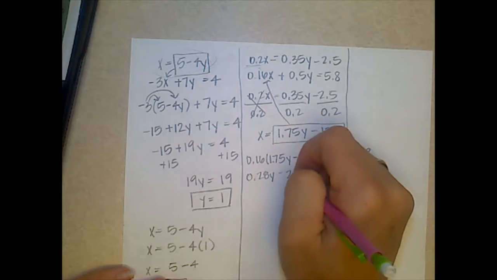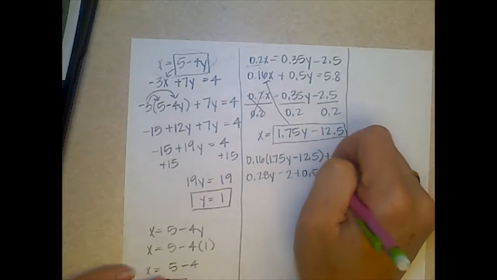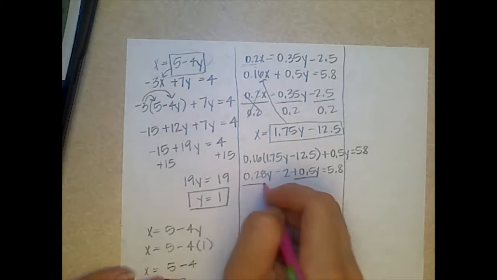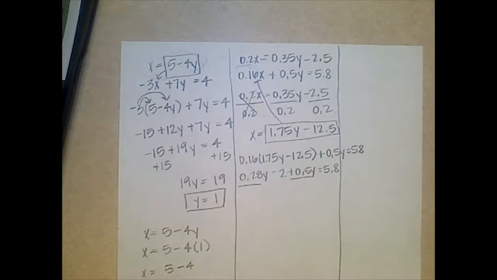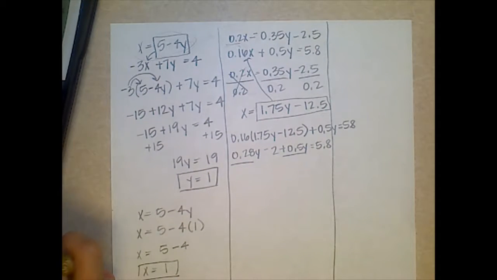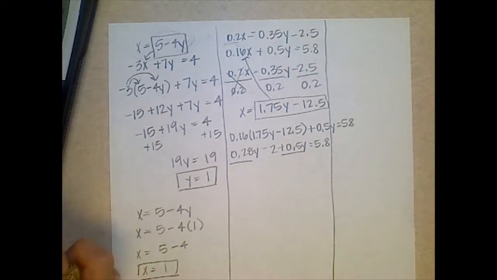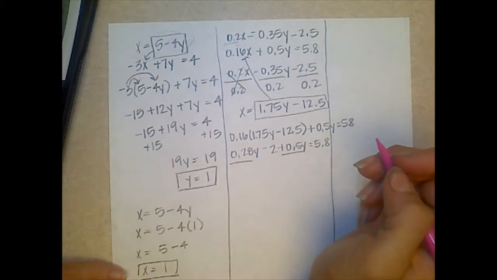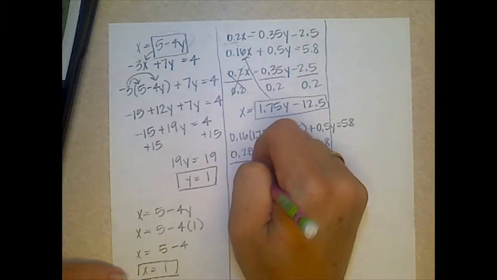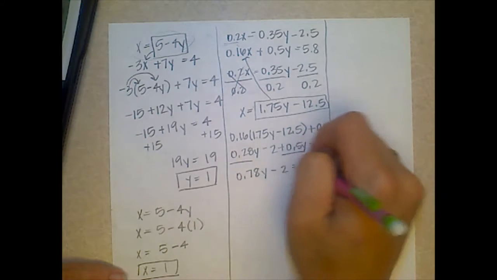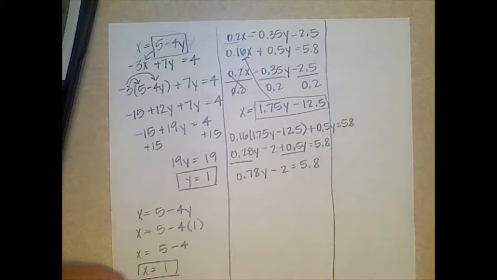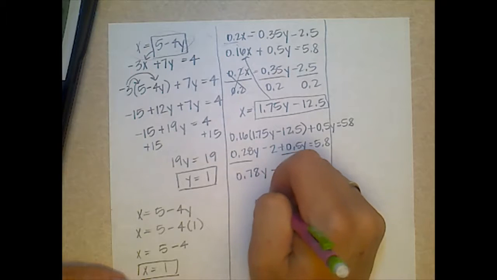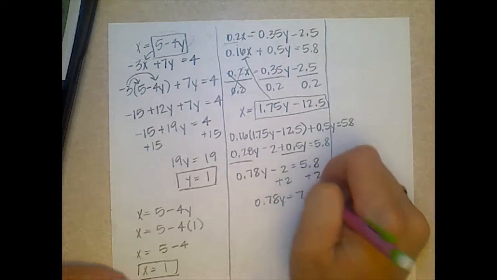2 plus 0.5y equals 5.8. We're getting shorter. Now we can combine these two terms. There's two y terms. So you have 0.28y plus 0.5y. So you get 0.78y minus 2 equals 5.8. Well, y'all know that we can get the numbers on the same side, so we're going to add 2 to both sides. So I get 0.78y equals 7.8.